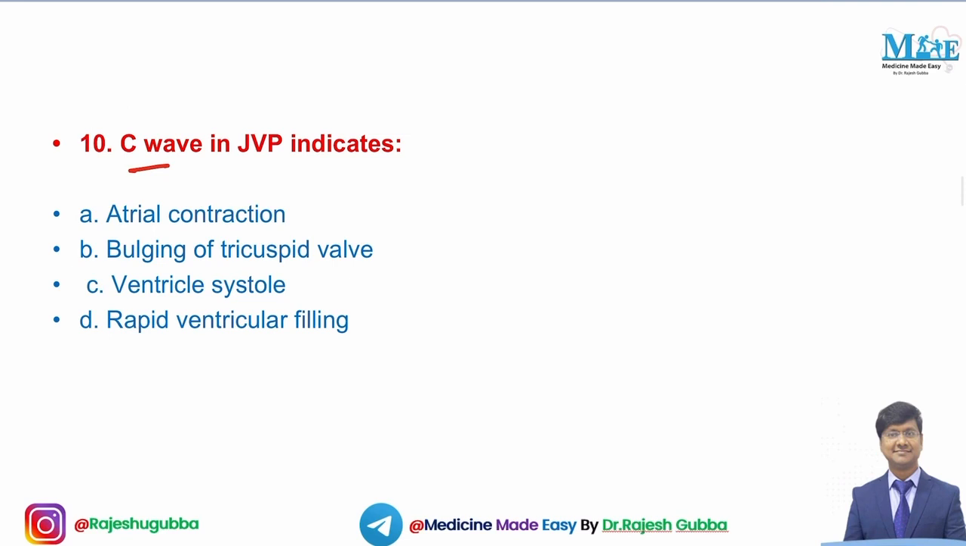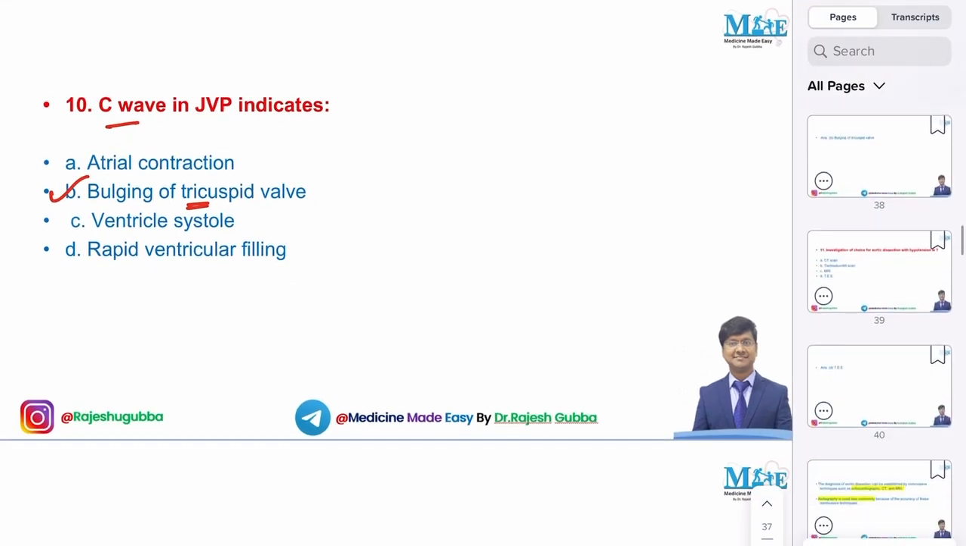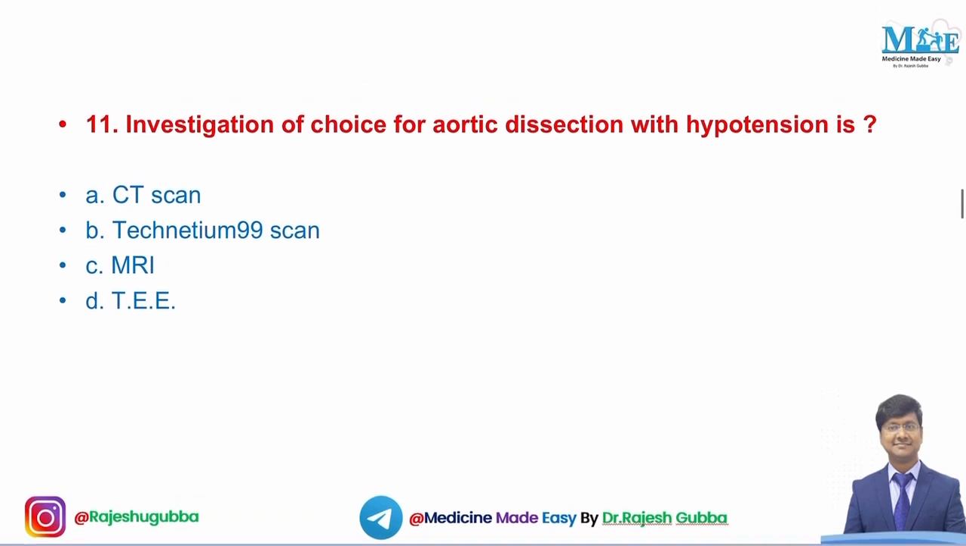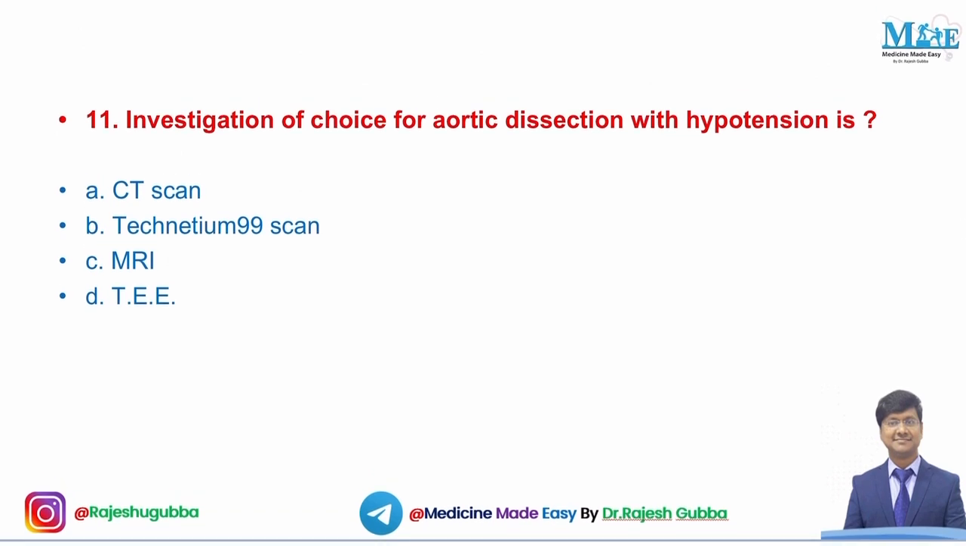Okay, so 10th question is a repeat question. C wave in JVP indicates atrial contraction, bulging of the tricuspid valve cusp, ventricular systole, and then rapid ventricular filling. So C wave in JVP, it indicates the bulging of the tricuspid valve cusp. So after the questions of the JVP, next we have the questions on the aortic dissection.